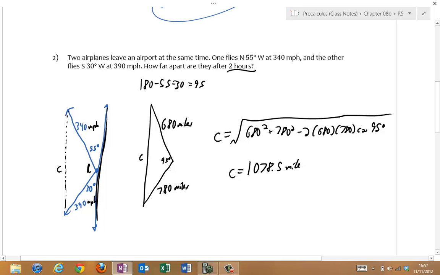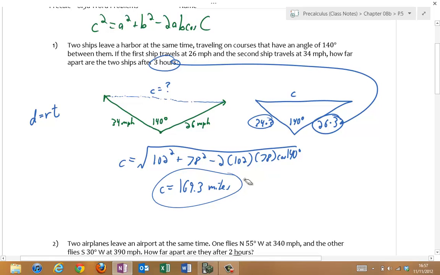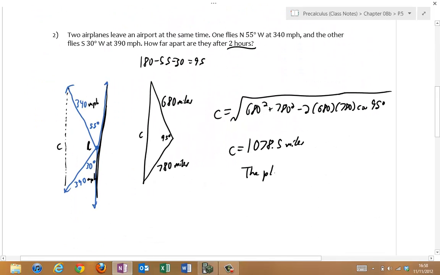1,078.5 miles. Now I want to go back up to the first one for just a second. In math, we do ask in word problems for you to write your answer in a complete sentence because we want to make sure that you've actually answered the question. So, for the first one, the ships are 169.3 miles apart. And the second one, the planes are 1,078.5 miles apart.